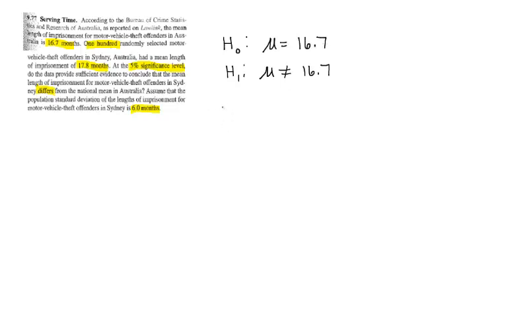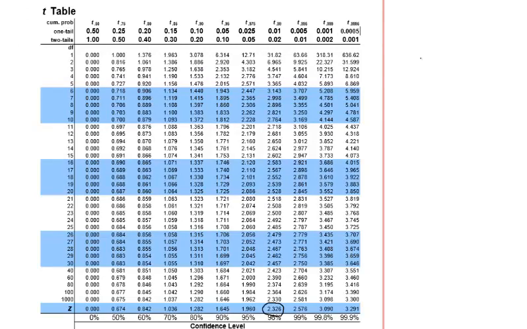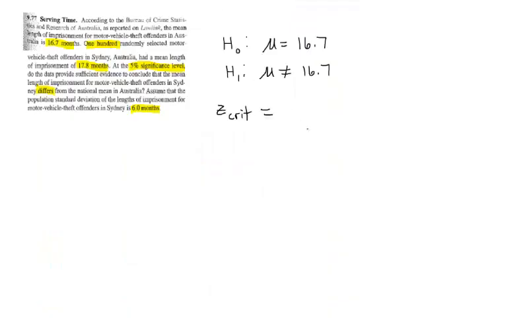And now we want to find our critical value. And because we know sigma, we're using z. So z crit is equal to. So now we're going to go to our table. And we have a two-tailed test with a 5% significance. So we have two tails equal to 0.05 and now down to z. So I have 1.960. So we have this critical value. And because we're two-tailed, we're going to need to use plus and minus 1.96.